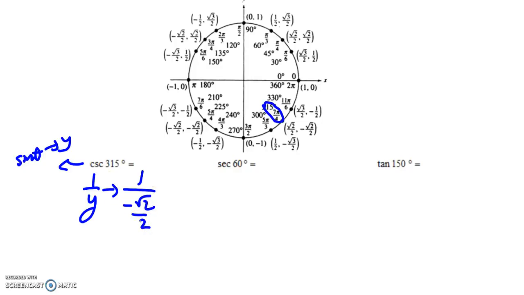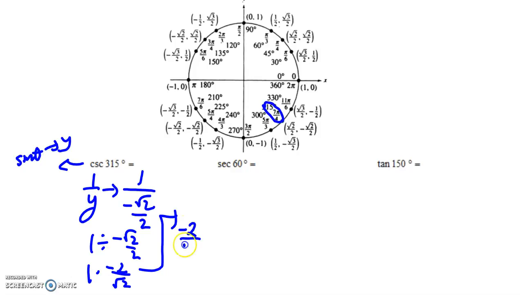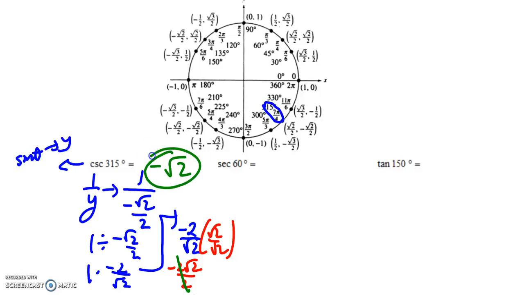And again, if I simplified and rationalized, I'd have 1 divided by negative root 2 over 2, which is the same as 1 times negative 2 over root 2. Just showing all my steps. So we have negative 2 over root 2. If I multiply top and bottom by root 2, I would have negative 2 root 2 all over 2. That's a lot of 2's. Cross those out. So my answer will be negative the square root of 2.